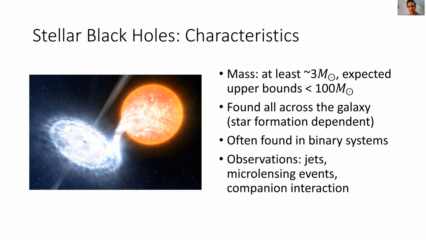The way we observe them is through jets, the thing coming perpendicular out of the accretion disk; microlensing events, which is where they warp the stuff behind them from gravitational lensing; and then, of course, companion interaction, when they draw material from the companion, or even just pass in front of the companion or behind the companion, obscuring it or brightening it slightly.